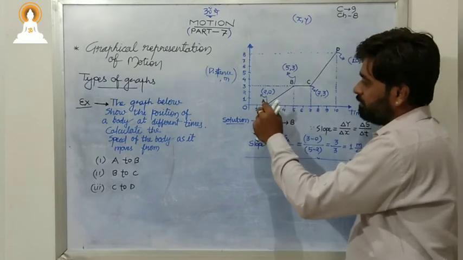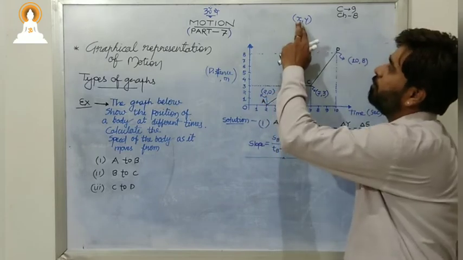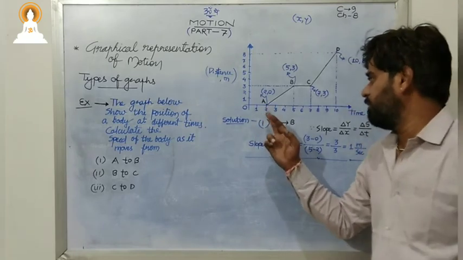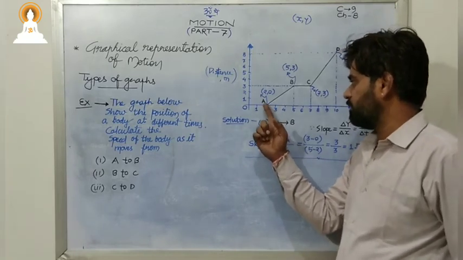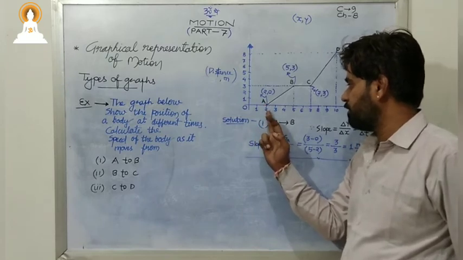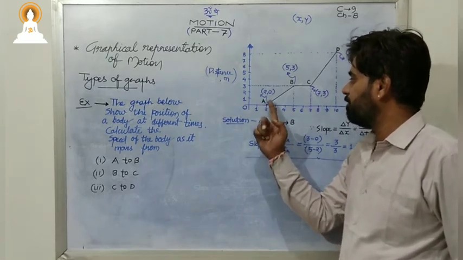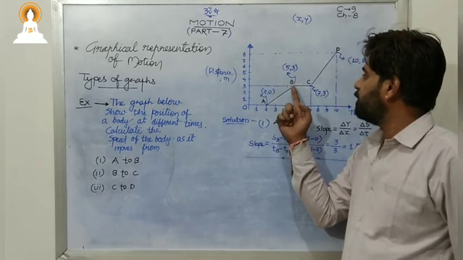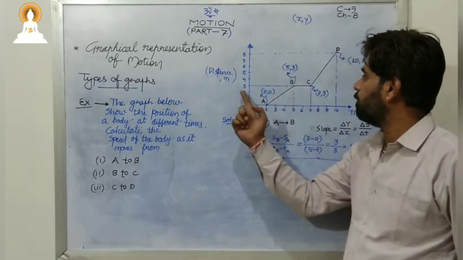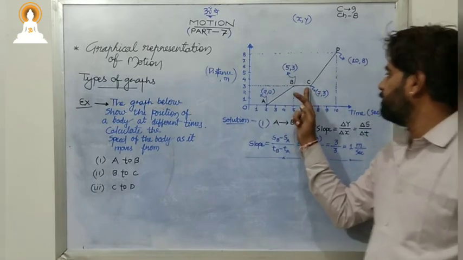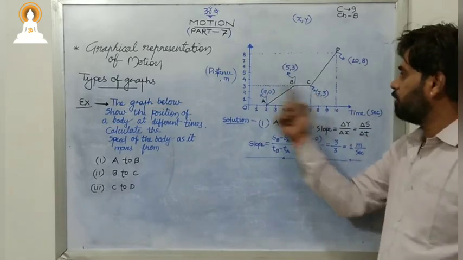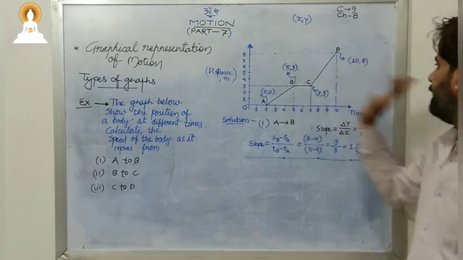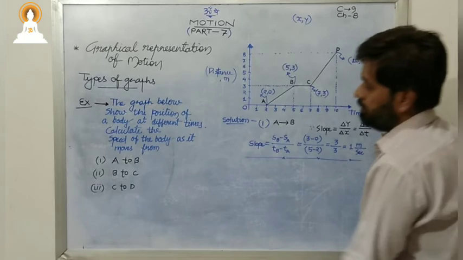We know that the coordinate of any point will be in the form of x comma y. If I ask what the coordinate of A is, x is 2 and y is 0, so 2 comma 0. The coordinate for B is 5 comma 3. The coordinate for C is 7 comma 3. The coordinate for D is 10 comma 8.